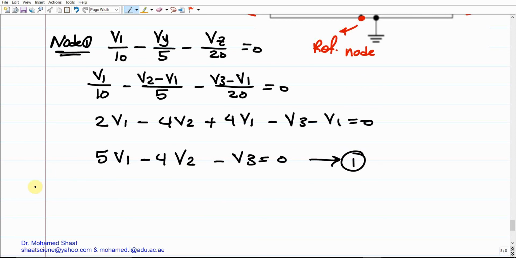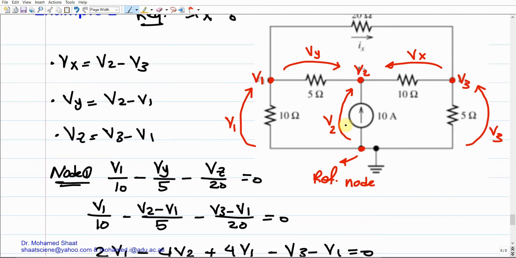How about the second equation? This is going to be for node 2. As for node 2, we have 3 currents as well. It connects 3 elements. Vy enters the node, V2 enters the node, V3 leaves the node, right? Vx enters the node. So we have Vy over 5, Vx over 10, and V2 over 10. I'm sorry. For this branch, I should divide V2 over a resistance here, right? But I don't have a resistance and I don't need it.